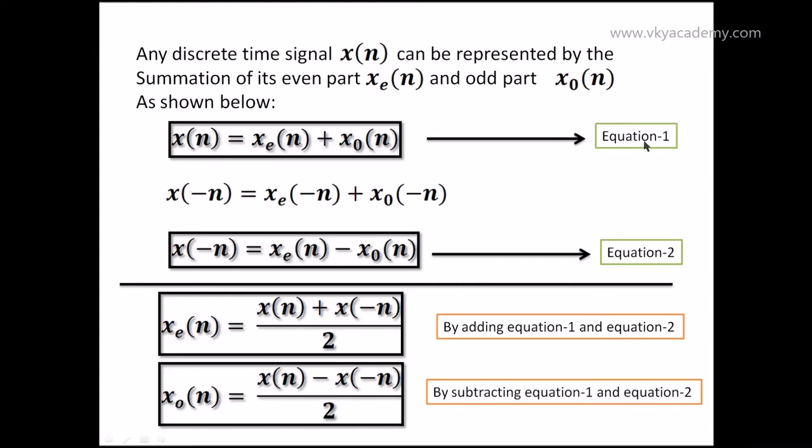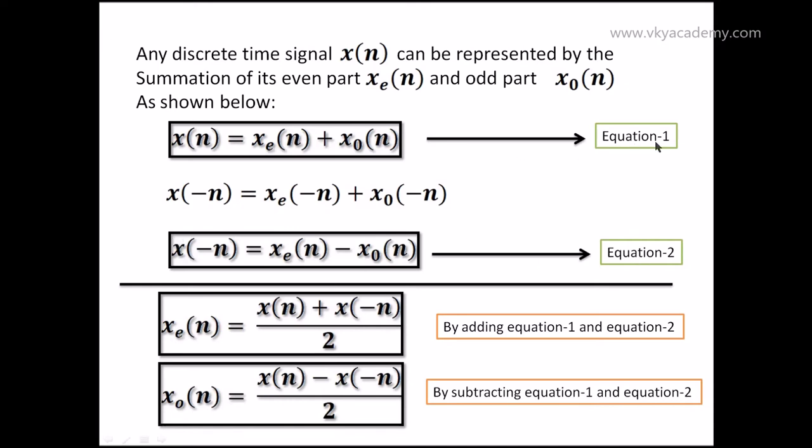So in equation number 1 you can see x of n can be represented by the summation of x even n and x odd n. Now what will be the value of x of minus n? x of minus n is equal to x even of minus n plus x odd of minus n. Now we know that x even of minus n is always equal to x even n, and x odd of minus n is always equal to minus of x odd n. So this will be my second equation. So this is my first equation for x of n. This is my second equation for x of minus n.